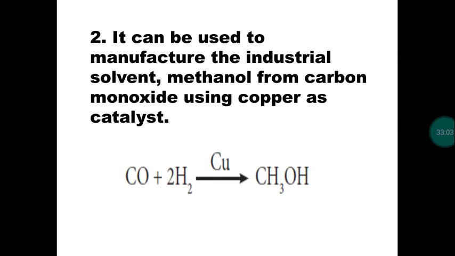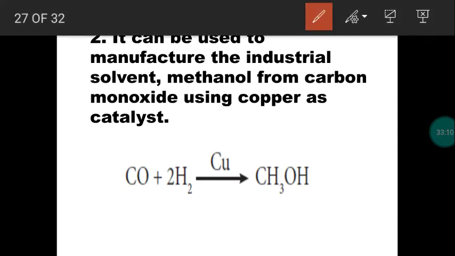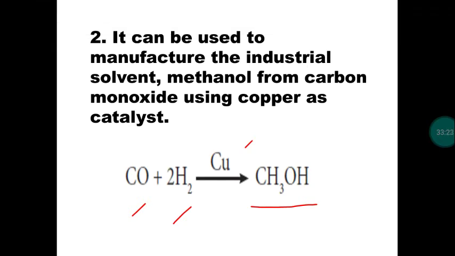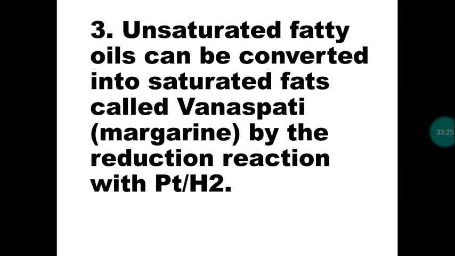Second use, for preparing industrial solvent. This is one more question. What is industrial solvent? Methanol is called industrial solvent. So when hydrogen gas is passed with carbon monoxide in the presence of copper as a catalyst, we get methanol. Methanol is an industrial solvent.